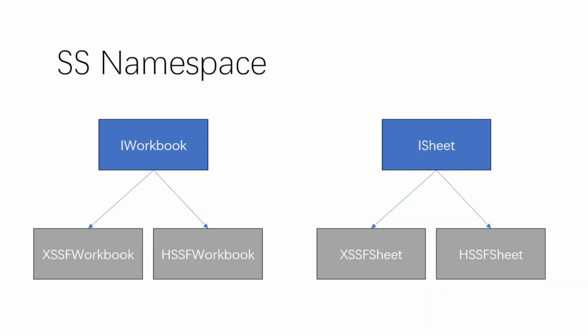In NPOI, we have a namespace called SS, NPOI.SS. This namespace is a common namespace that defines all the interfaces for these two HSSF and XSSF namespaces. For IWorkbook, there will be two interface implementations. One is HSSFWorkbook and the other is XSSFWorkbook. And for ISheet, it's the same case. XSSFSheet and HSSFSheet both implement the ISheet interface.